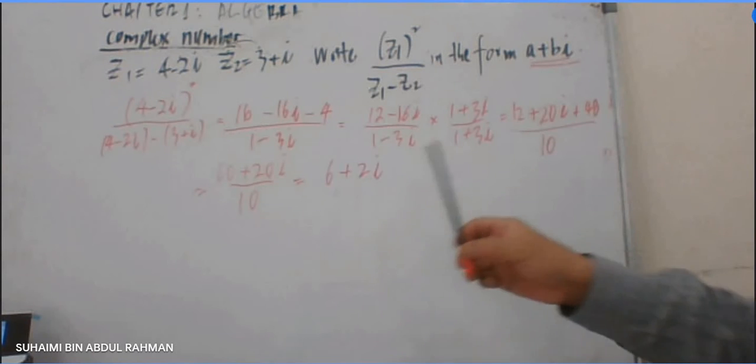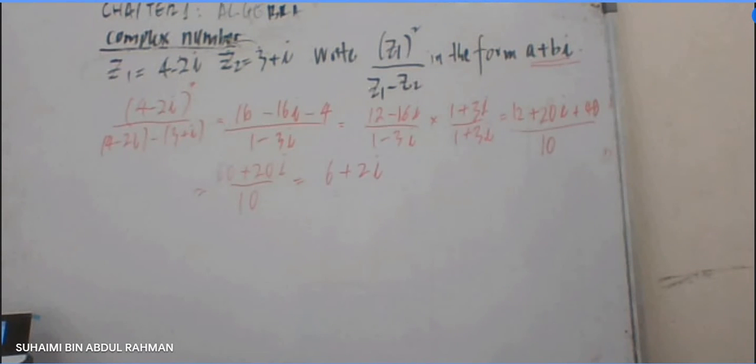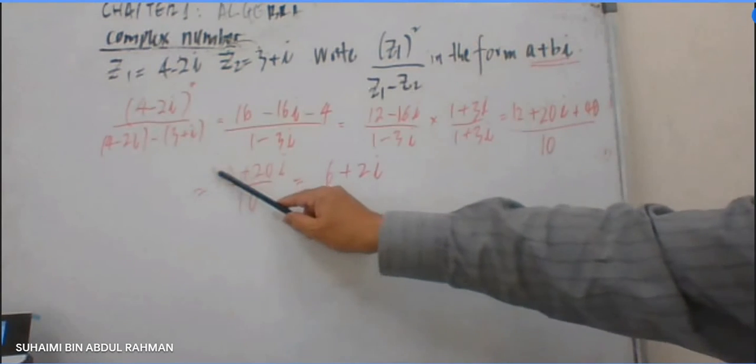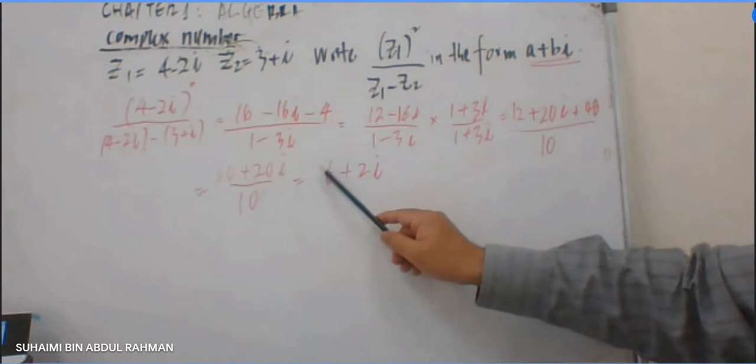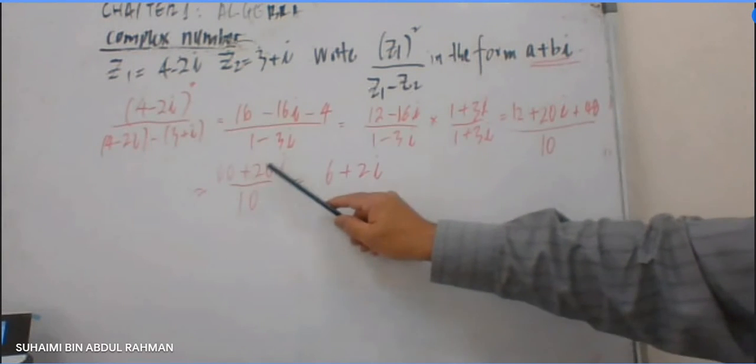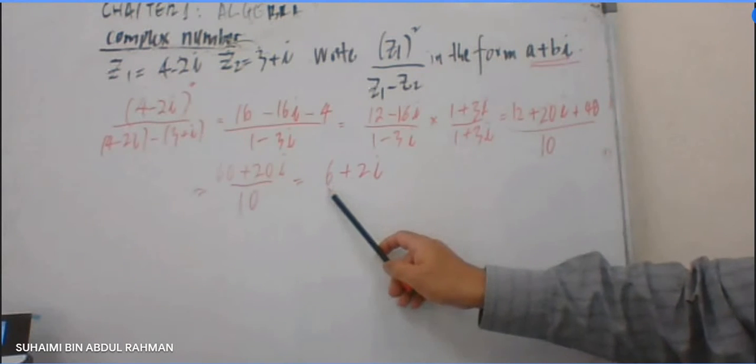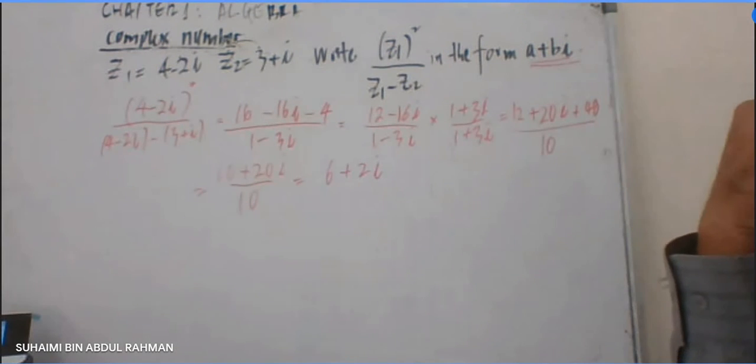6 plus 2i. We separate 60 over 10 and 20 over 10 to become 6 plus 2i.